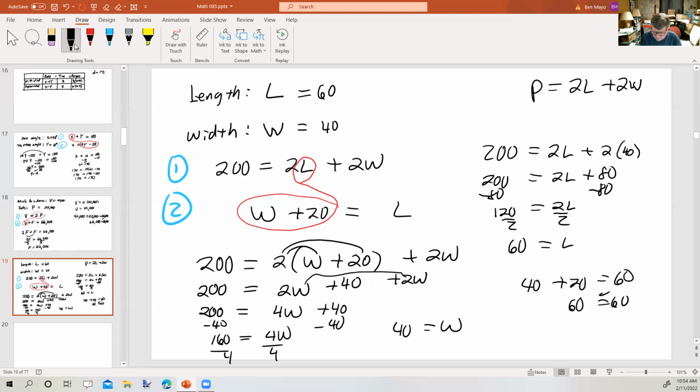What have I left off of my answers that's important? Feet. Yeah, the units. It said 200 feet. So this would be 60 feet and 40 feet. All righty.